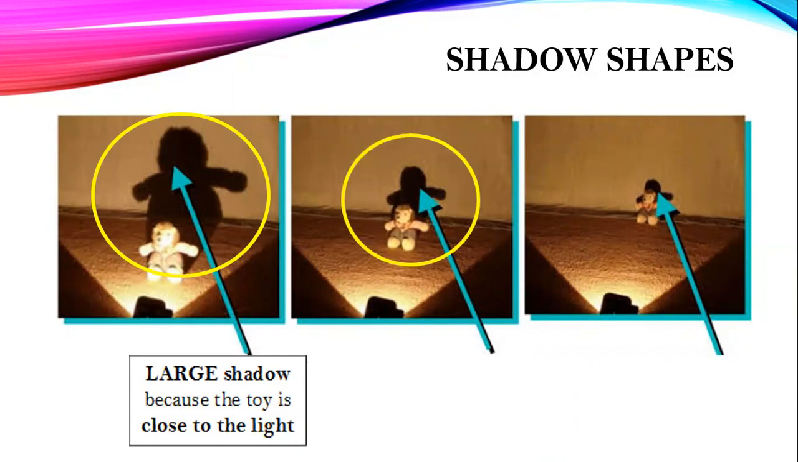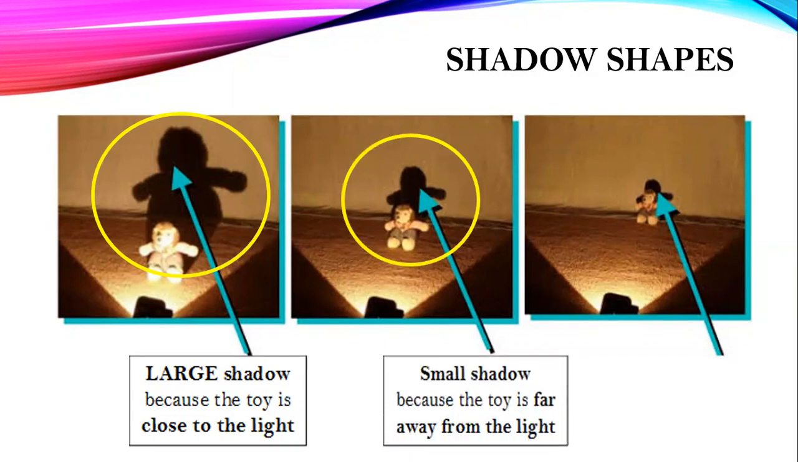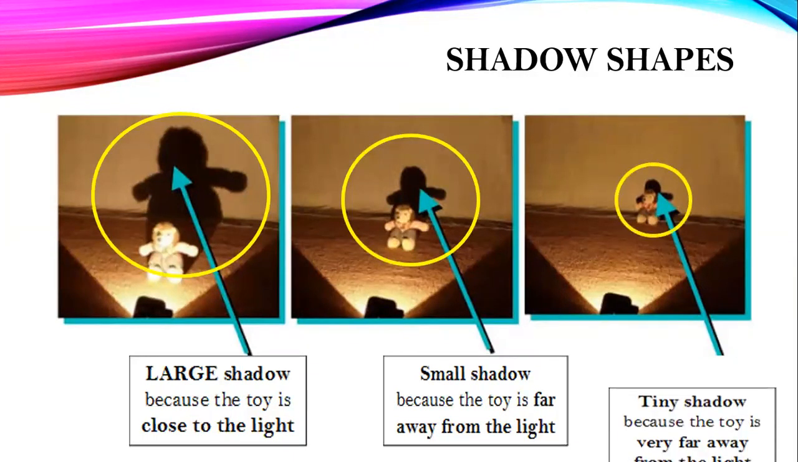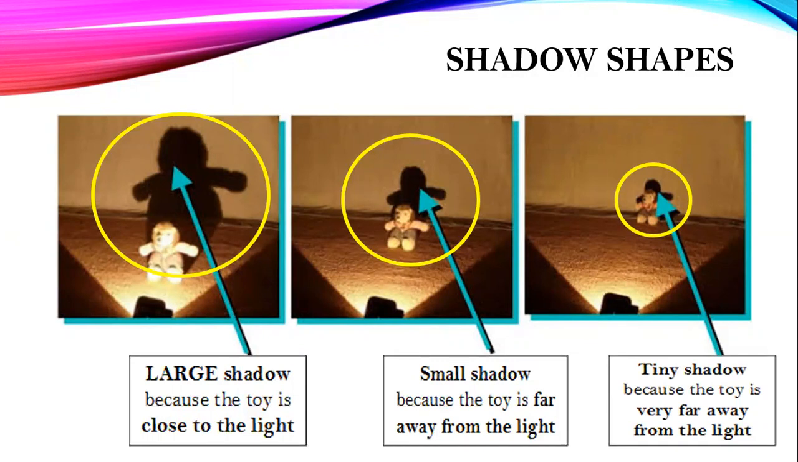In the second picture, the shadow starts to be smaller. We have the small shadow because the toy is far away from the light. And we said, the farther the object is from the light source, the smaller the shadow. In the third picture, there is a tiny shadow because the toy is very, very far away from the light source. And this clarifies that as we go farther away from the light source, the shadow will be smaller and smaller.